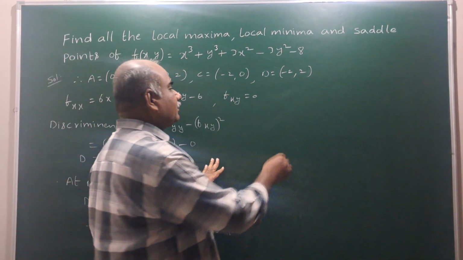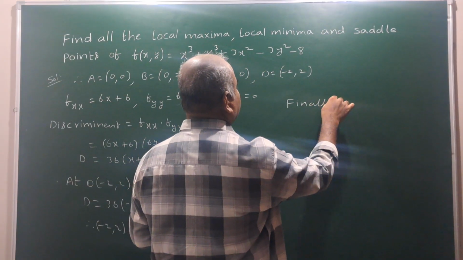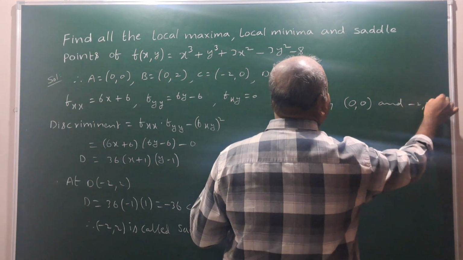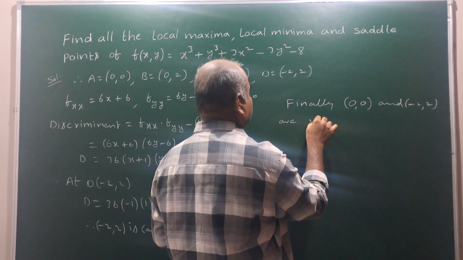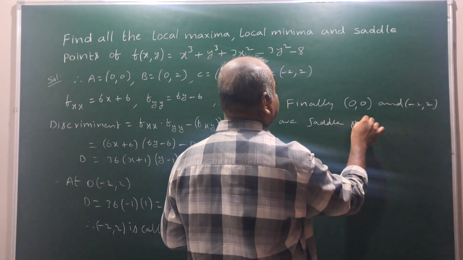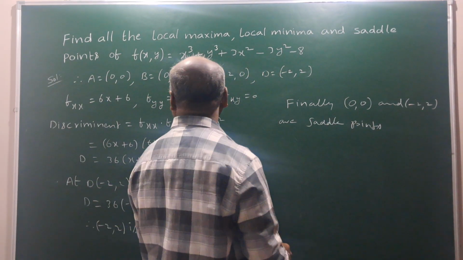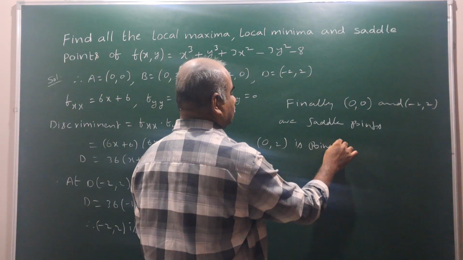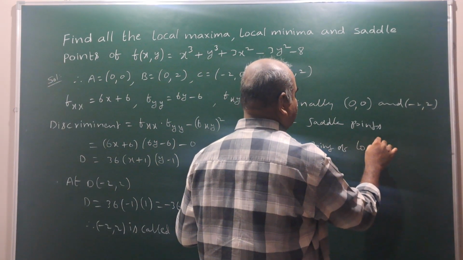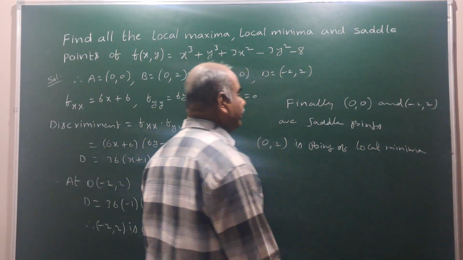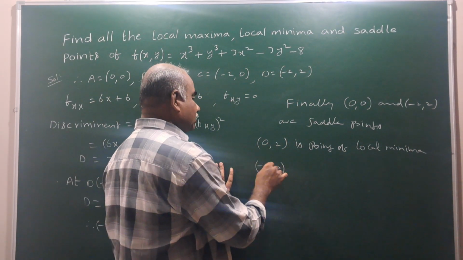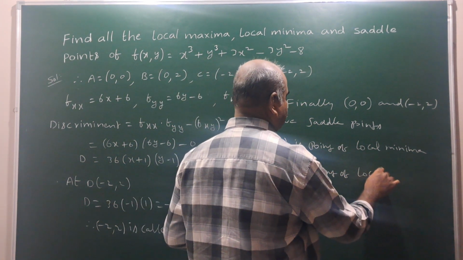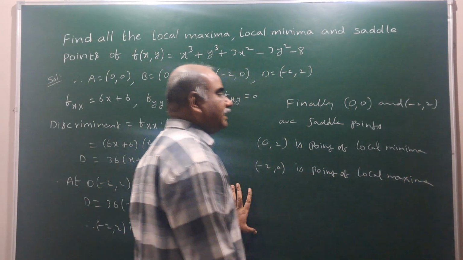Therefore, finally, (0, 0) and (-2, 2) are saddle points. (0, 2) is the point of local minima and (-2, 0) is the point of local maxima. So this is the problem.